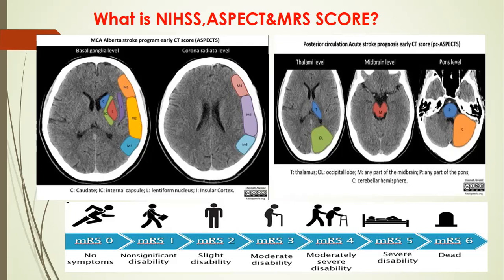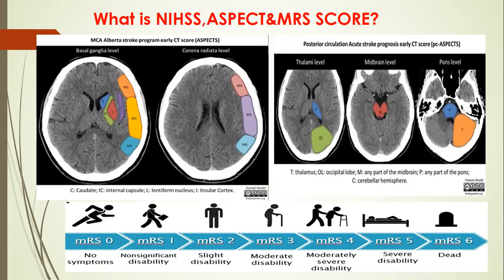If CT is normal, a subtle small stroke usually takes a minimum of 6 hours to show up. This is called CT ASPECT, because MRI will take half an hour to 45 minutes. The time window will be less if the patient comes within the period of thrombolysis. If we keep on doing MRI and all those things, it will take time. So this is the easiest method to detect the severity of the stroke.